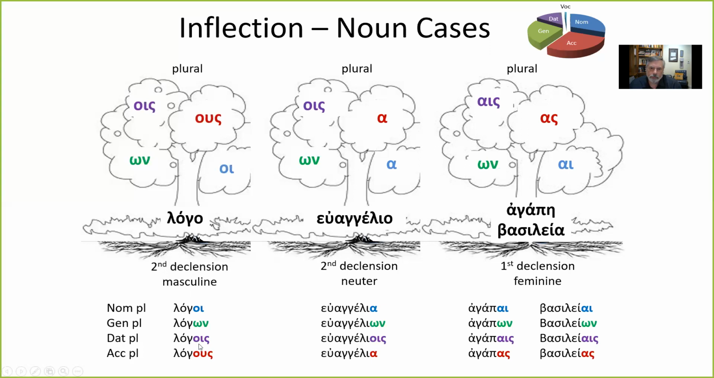Lagois is a dative, functioning as an indirect object, and the genitive plural would be lagon. The interesting thing is you see the pattern: omega nu, omega nu, omega nu, omega nu. It's a constant pattern. The dative always has the iota, except here we're not subscripting the iota: ois, ois, ice, ice, and so forth.